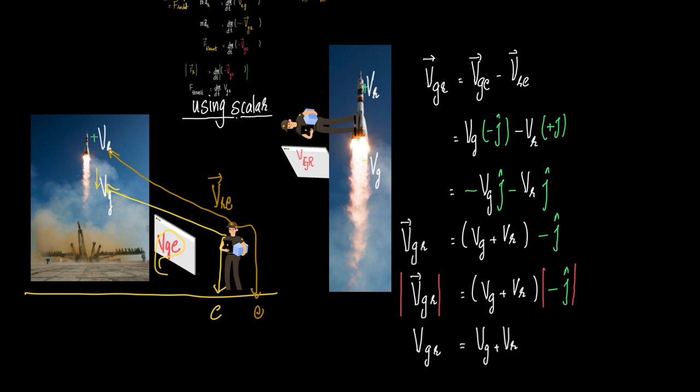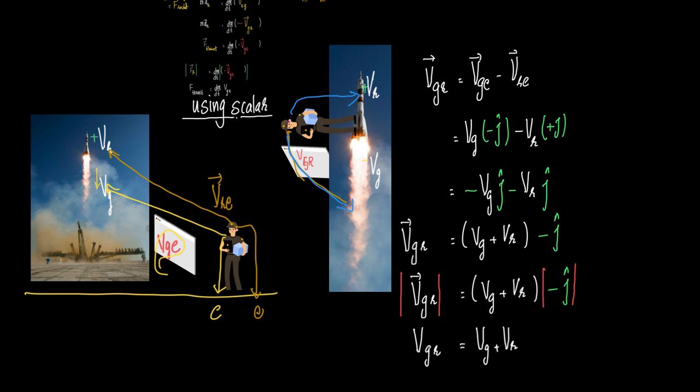But if you shift the same man and put him on the rocket, then when he is observing the gases, where is he observing them from? He's observing them from the rocket, and therefore what he sees is the velocity of gases with respect to the rocket. Now, what is the velocity of gases with respect to the rocket? It is equal to the velocity of gas with respect to Earth minus the velocity of rocket with respect to Earth.